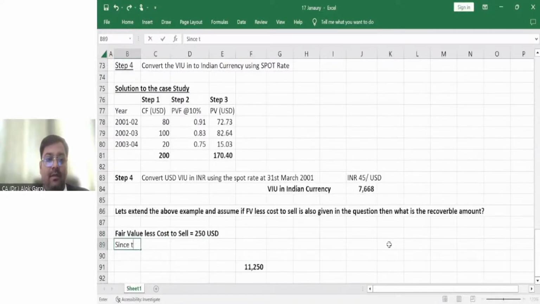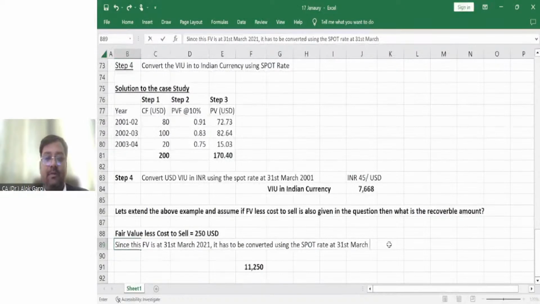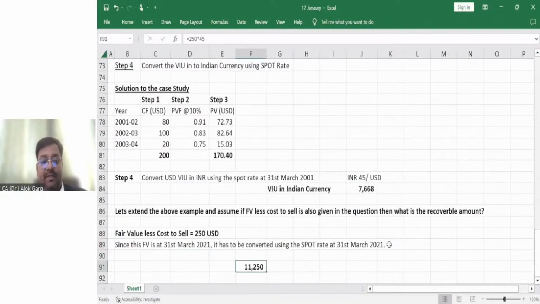Since this fair value is again at 31st March 2021, it has to be converted using the spot rate at 31st March 2021, right? So what is that value? That value will become 11,250.